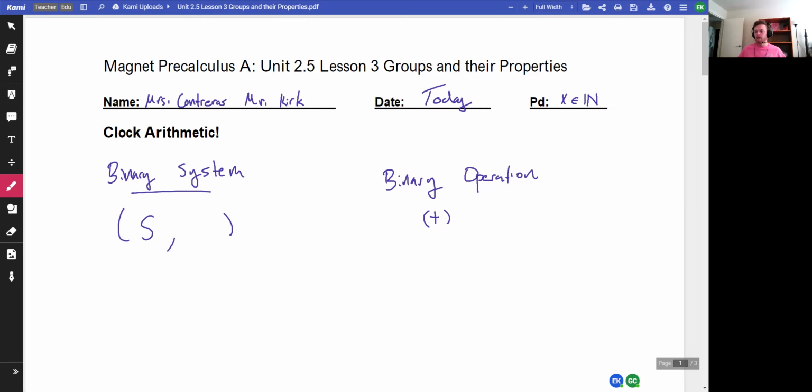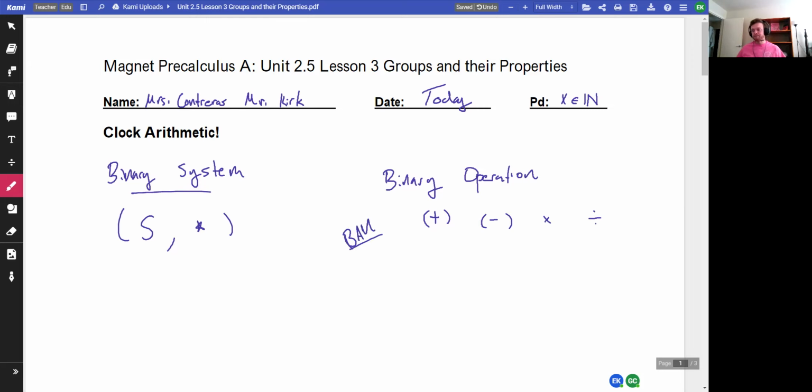So a binary system is a set coupled with an operation. I'm going to use a star for the meaning of operation. It could be anything: addition, subtraction, multiplication. It could be division. It could be rock, paper, scissors. Let's go bam for that.